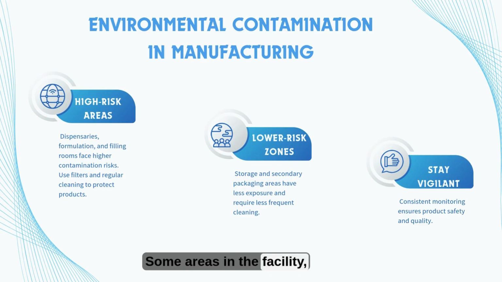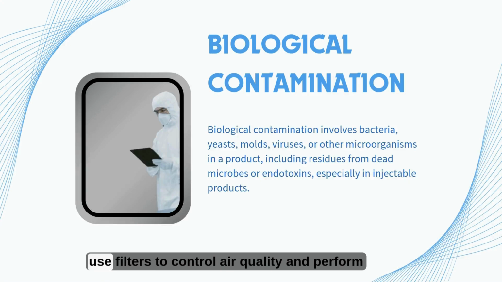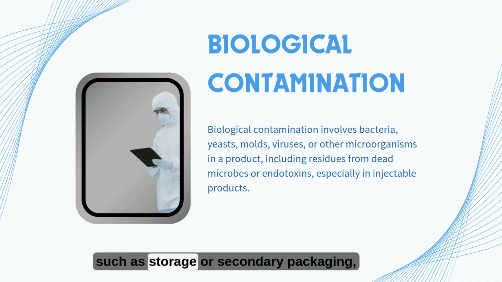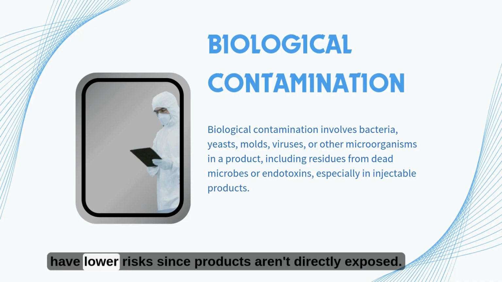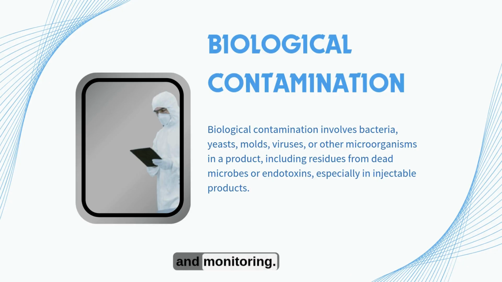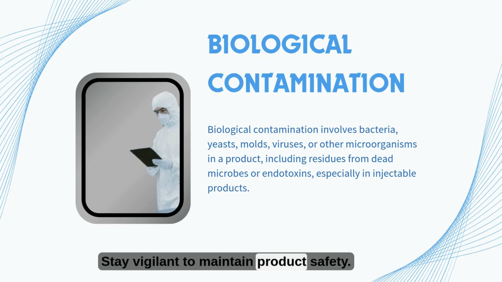Some areas in the facility pose higher contamination risks, especially where products are exposed, like dispensaries, formulation, and filling rooms. To prevent contamination, use filters to control air quality and perform regular cleaning and monitoring. Other zones, such as storage or secondary packaging, have lower risk since products aren't directly exposed. These areas require less frequent cleaning and monitoring. Stay vigilant to maintain product safety.